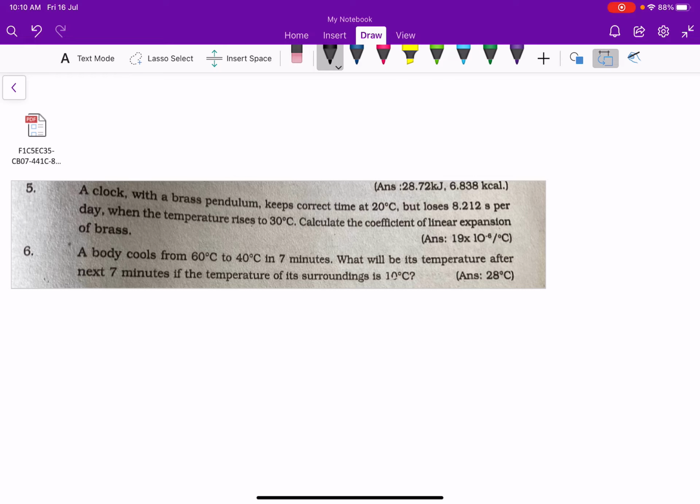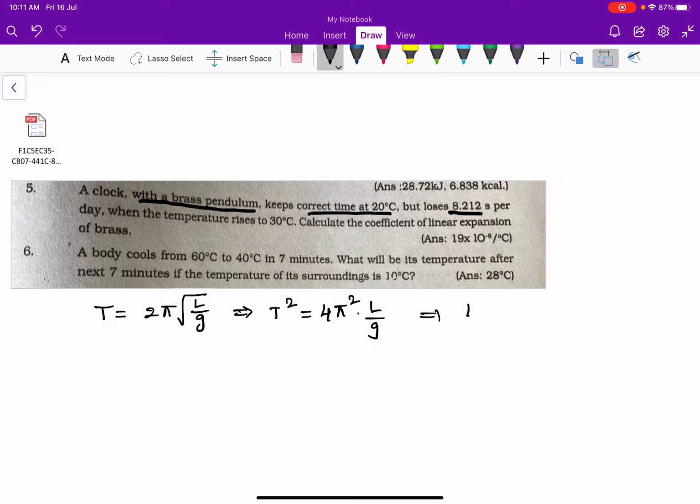I am going to explain this problem: a clock with a brass pendulum keeps correct time at 20 degrees Celsius but loses 8.212 seconds per day. The time period of a simple pendulum is 2 pi root L by g. Squaring both sides, we get T square equal to 4 pi square into L by g. So here L is directly proportional to T square.